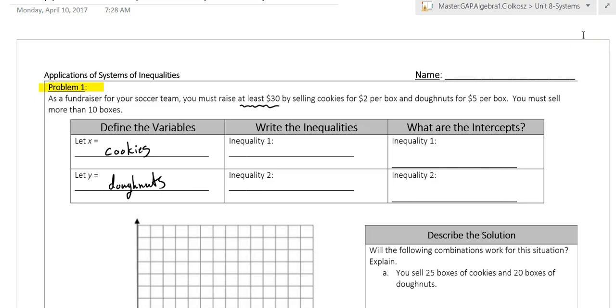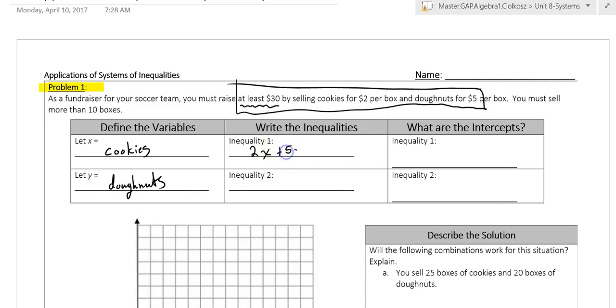Now, for this first inequality, I'm looking at this sentence. Okay, so I'm selling cookies for $2 per box, so that's 2x, and I'm selling donuts for 5, so it's plus 5y. Now, if I want to make at least $30, that means I want to make greater than or equal to $30. So that would be greater than or equal to 30.